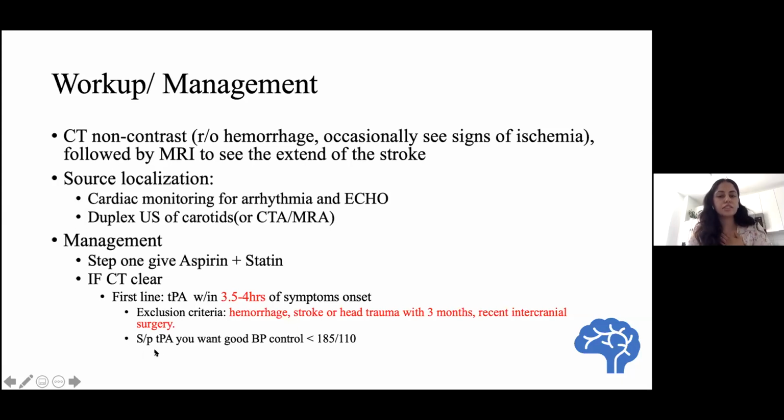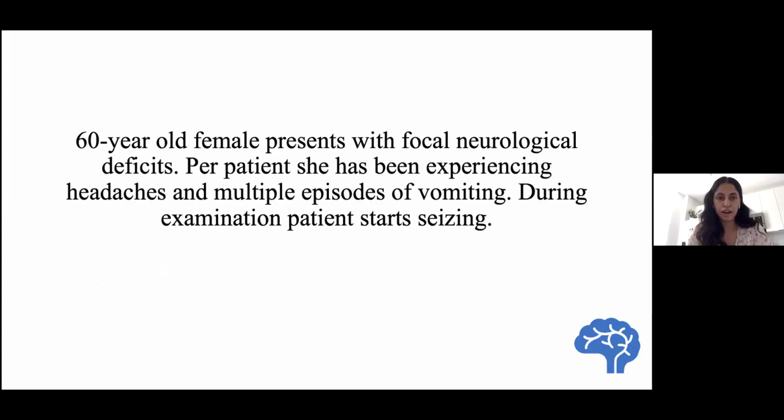Once you have given the patient TPA, it's very important to get good blood pressure control, because now they're anticoagulated. You don't want rupture of vessels secondary to high blood pressure occurring in these patients. So that's the secondary management goal that you have.